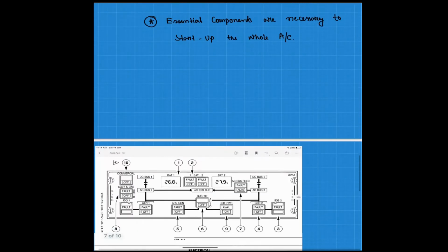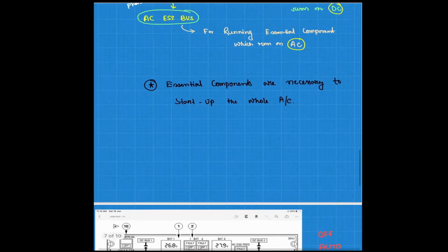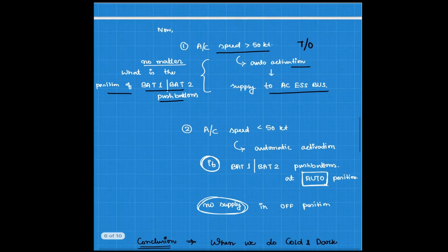So here there is a picture actually. You can see the battery switches over here. It will be either off or in the auto position. So battery switches have two modes, one is off and the second is the auto position. Okay, so when the aircraft has a speed greater than 50 knots, then the static inverter automatically activates, no matter where the switch position is. It is off or it is auto, it doesn't matter. It will just supply the electrical system.